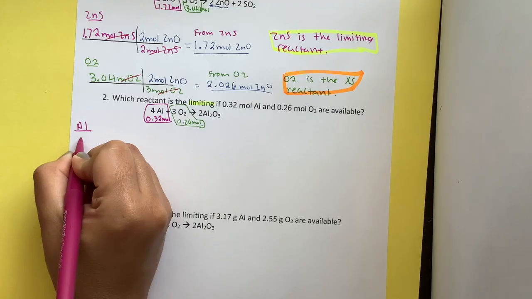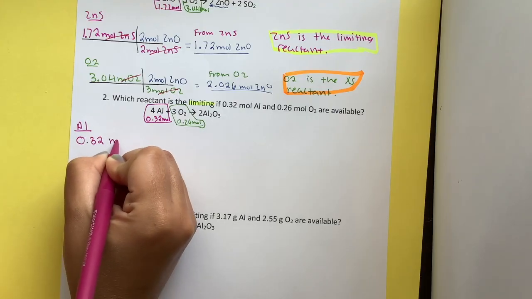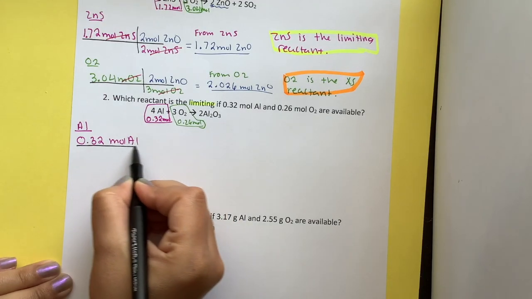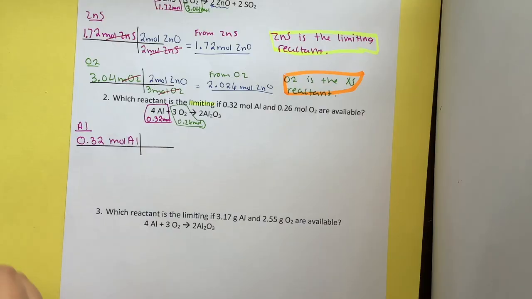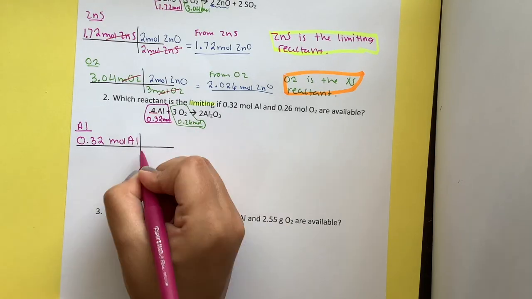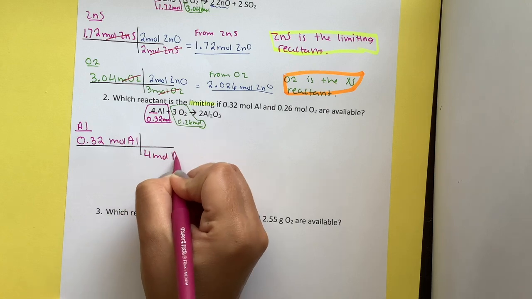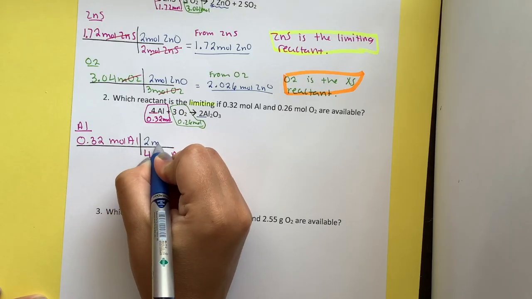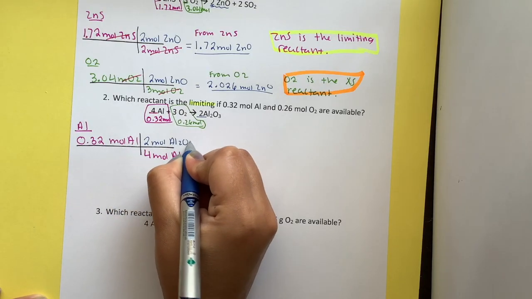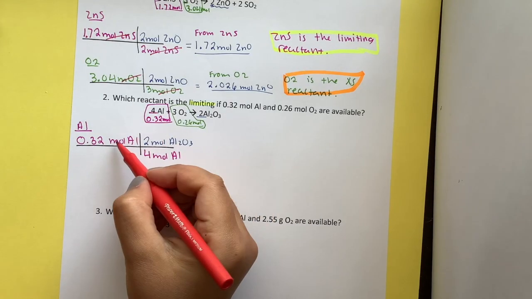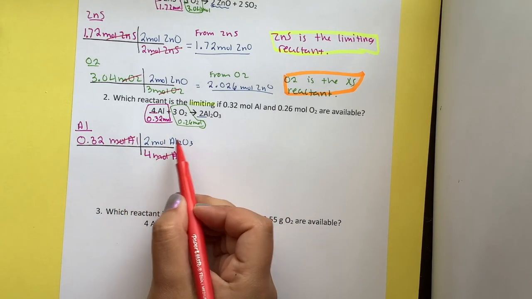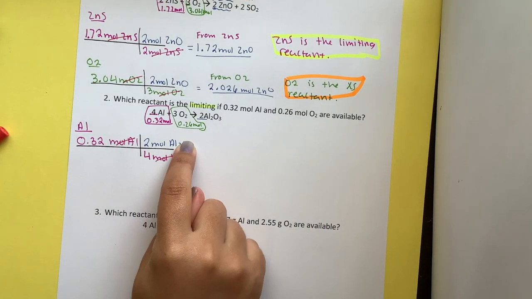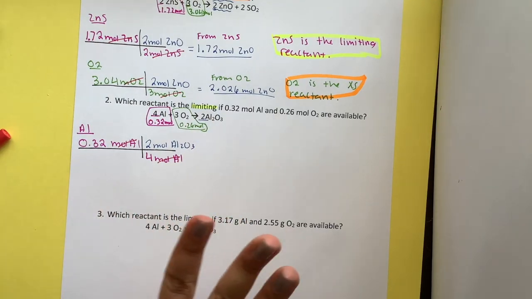Aluminum, I had 0.32 moles of aluminum. Since I'm already in moles, now I can use my mole ratio, which according to my equation, I have 4 moles of aluminum for every 2 moles of my product. Like this, moles of aluminum get canceled out. I am left in moles of my product. I could stop here. I could take it to grams and see how many grams I produce. But since the question is just asking about limiting, I'm going to stop here in moles.